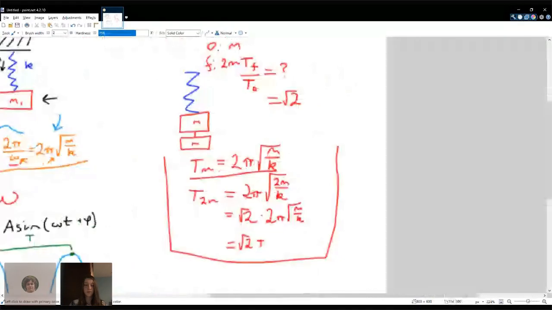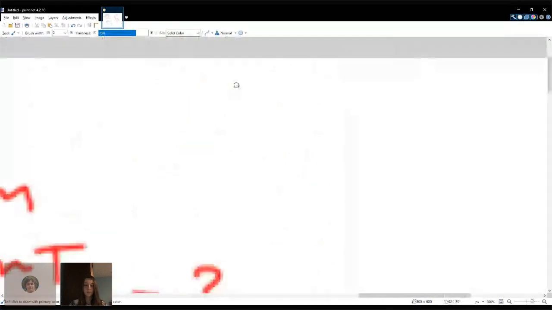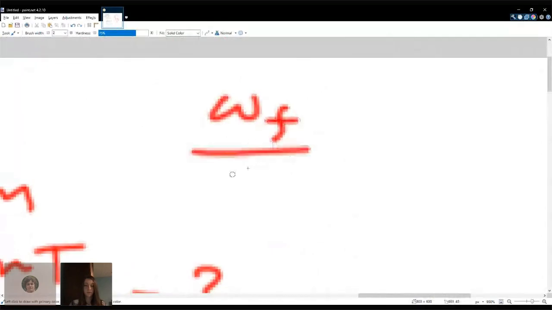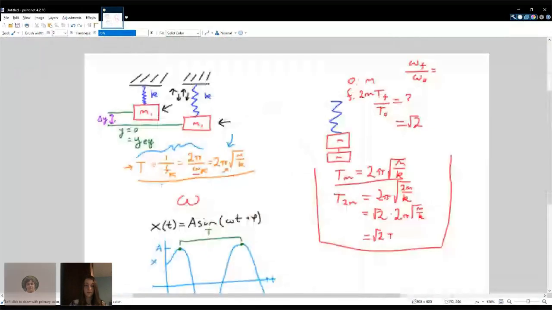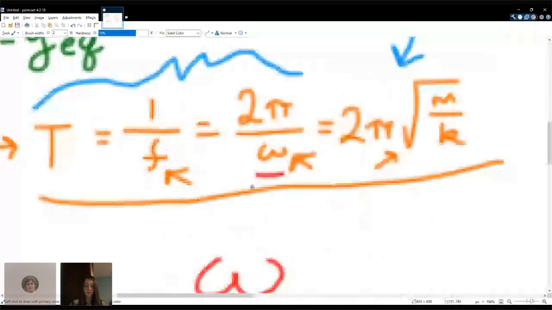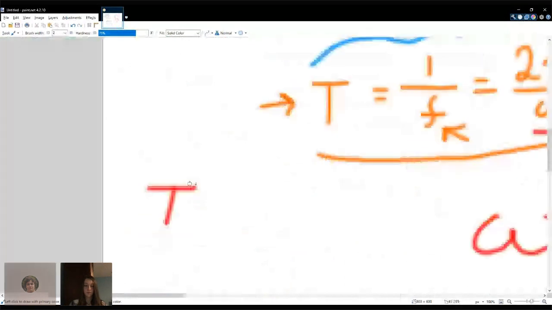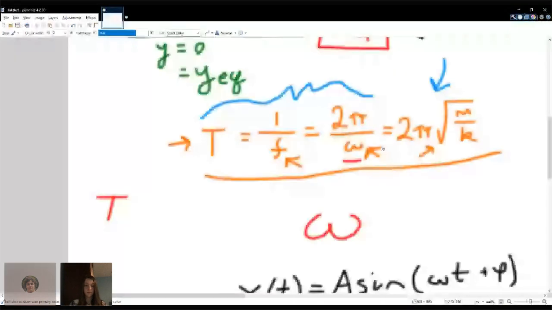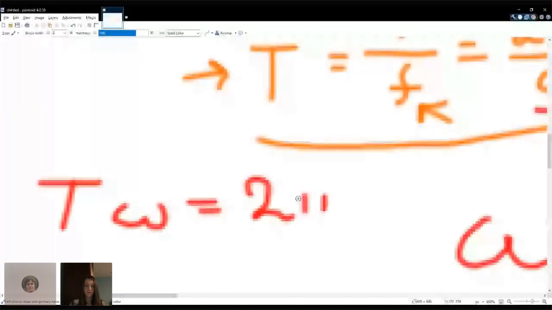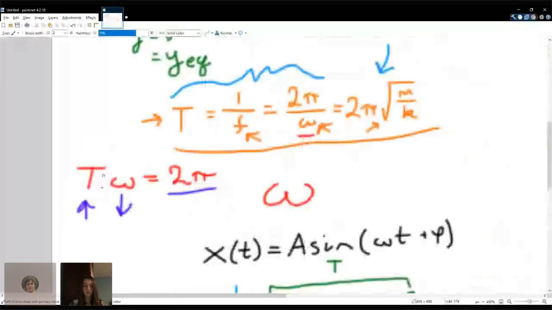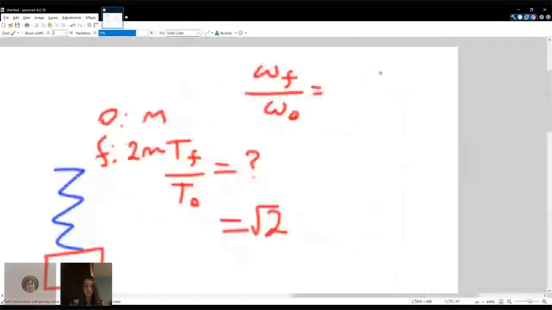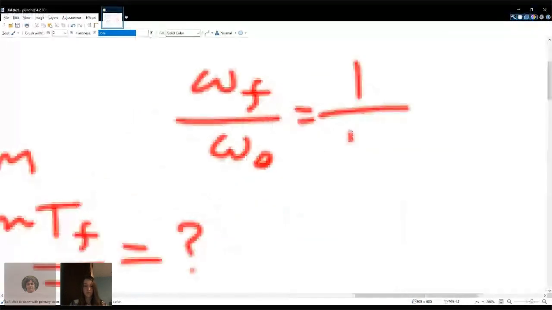What they could ask you after that is, well, what about the angular frequencies? What we have here is that period is inversely related to angular frequency, right? So you have T, you can multiply omega on the other side, so T omega is equal to 2 pi. Since this is a constant, if this goes up, this also has to go down, which by definition means they're inversely related. So this ratio is flipped, as 1 over root 2.